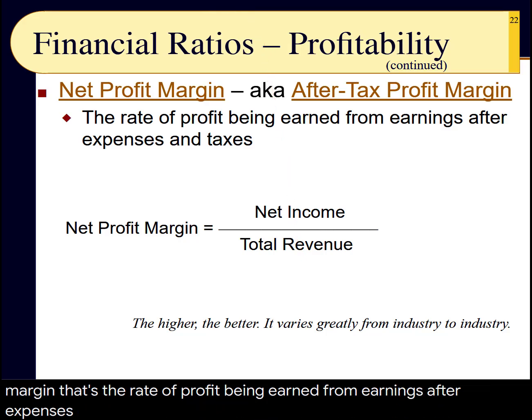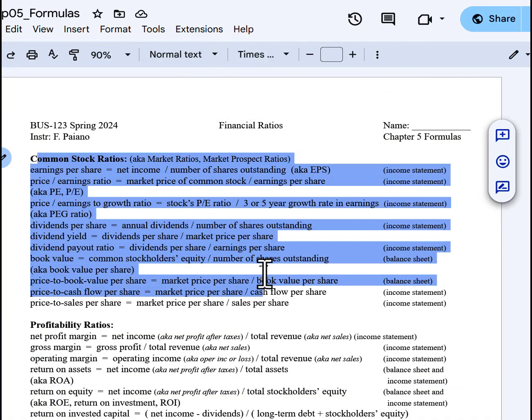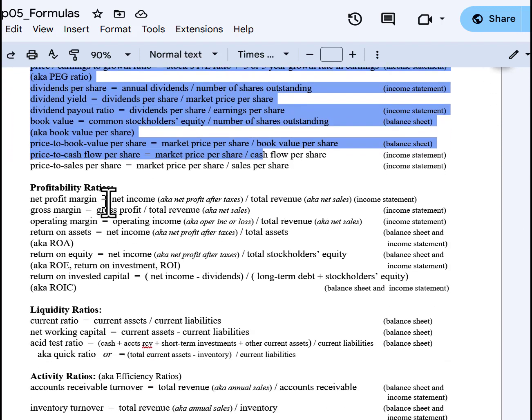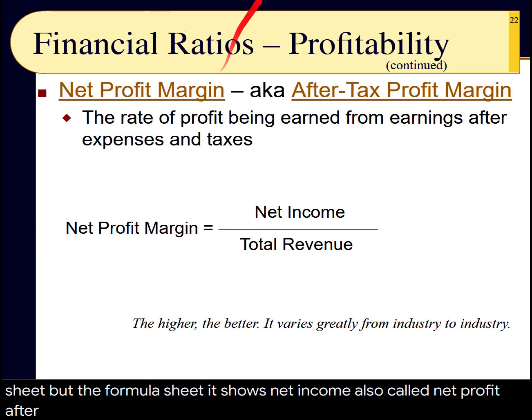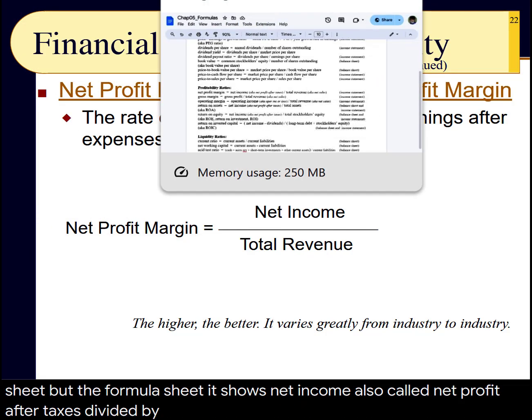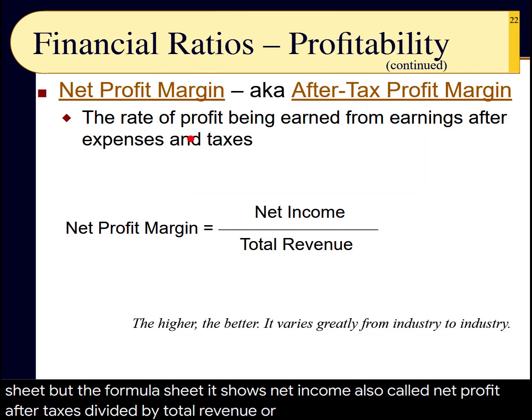And so if we go over to the formula sheet, it shows net income, also called net profit after taxes, divided by total revenue or net sales. The net income is called the bottom line. The total revenue is the top line. And notice it says income statement. Oh, there's a mistake right there. It's supposed to be a little tab key right there. That fixed that right there. I love Google Docs. Okay, so I'm not going to refer back to the formula sheet anymore. Make sure you print it out, and you will have it at your disposal.